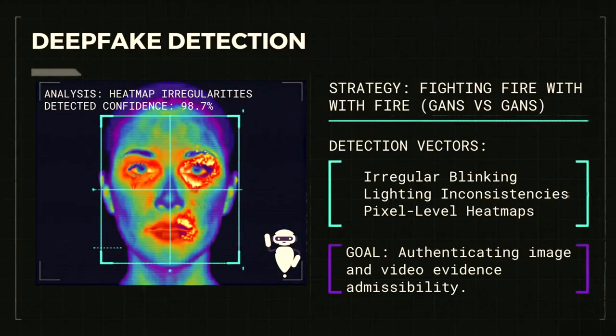So we can fight fire with fire, using GANs versus GANs. Here we can use it to detect. We can use deepfake to detect deepfake. We can use this technology to authenticate image or video evidence by detecting anomalies like strange mouth movement, irregular blinking, or inconsistent elements in the frame or in the image. With this technology, the court staff can verify the authenticity of the evidence before passing it through the judicial process.